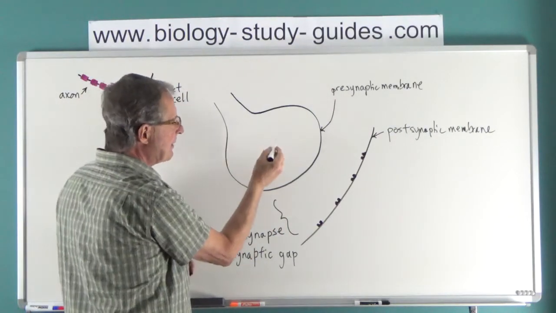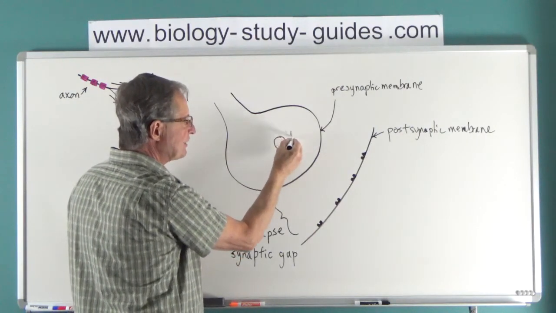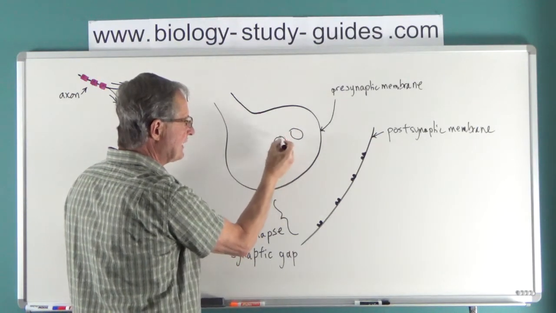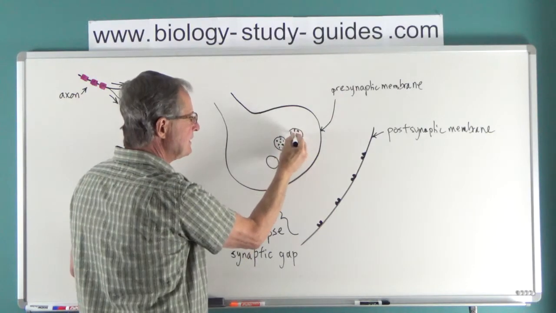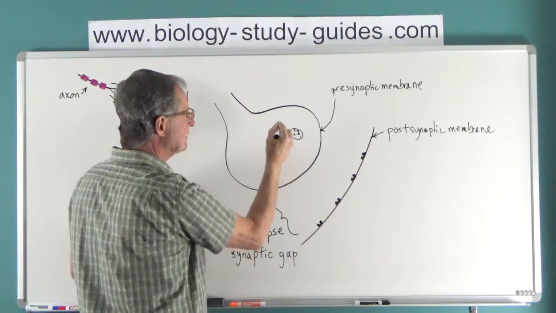The presynaptic membrane does have features, however. It has vesicles, and these vesicles are filled with chemical substances. These chemical substances are called neurotransmitters.